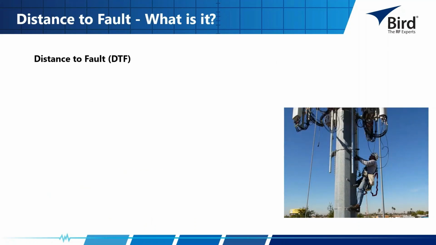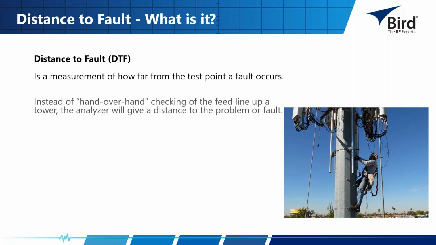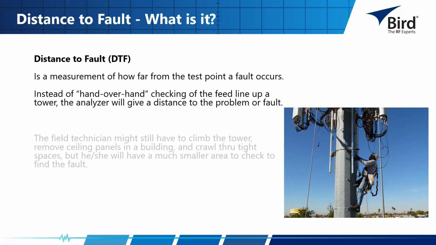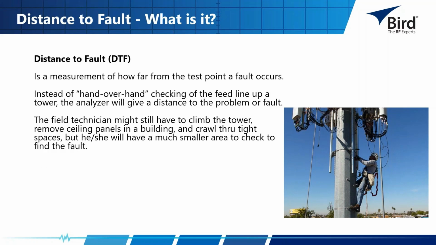So distance to fault, or DTF, what is it? It is a measurement of how far from the test point of the SiteHawk a fault occurs. Instead of hand over hand checking of the feed line up a tower, the analyzer will give a distance to the problem or fault. The field technician might still have to climb the tower, remove ceiling panels in a building, and crawl through tight spaces. But he or she will have a much smaller area to check to find the fault.